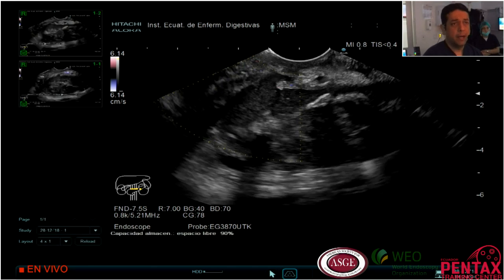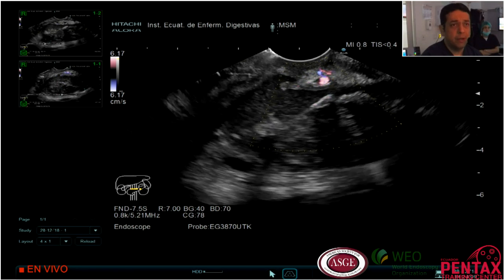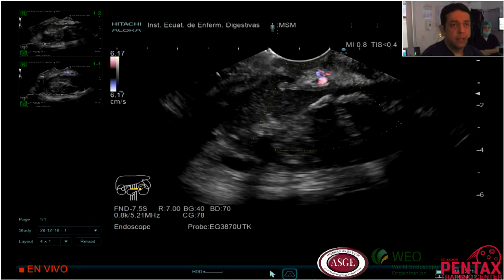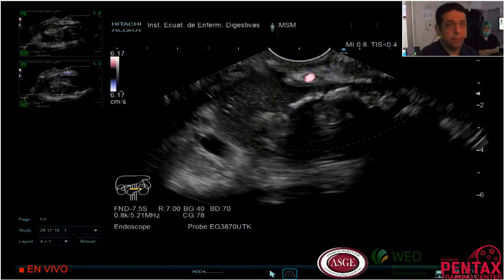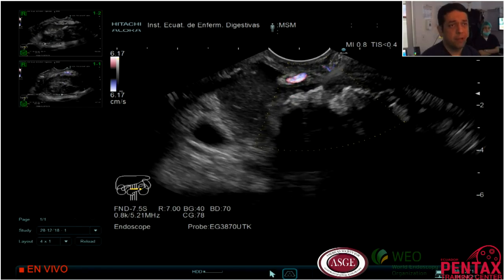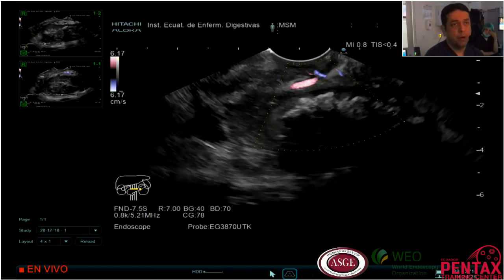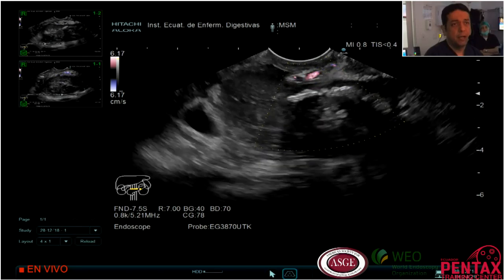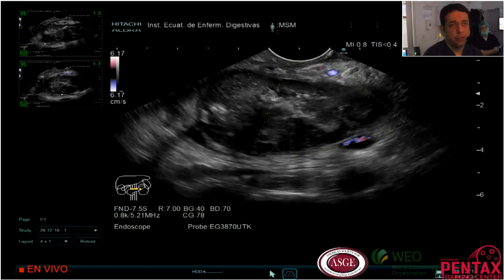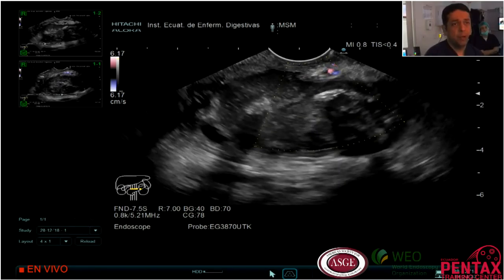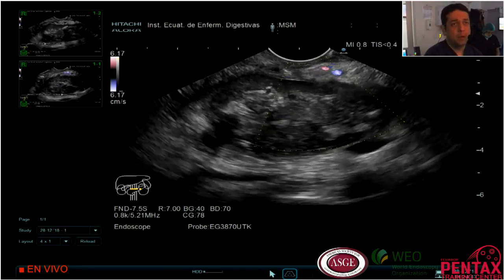We are in the duodenal area, transbulbar area, and one of the big problems that I have is that in front, with the Doppler, we have the gastroduodenal artery. You see here very well, and a lot of branches passing in front of the pseudocyst. So we need to take a lot of care, because we need to drain this pseudocyst and wall of necrosis, but we need to avoid them.